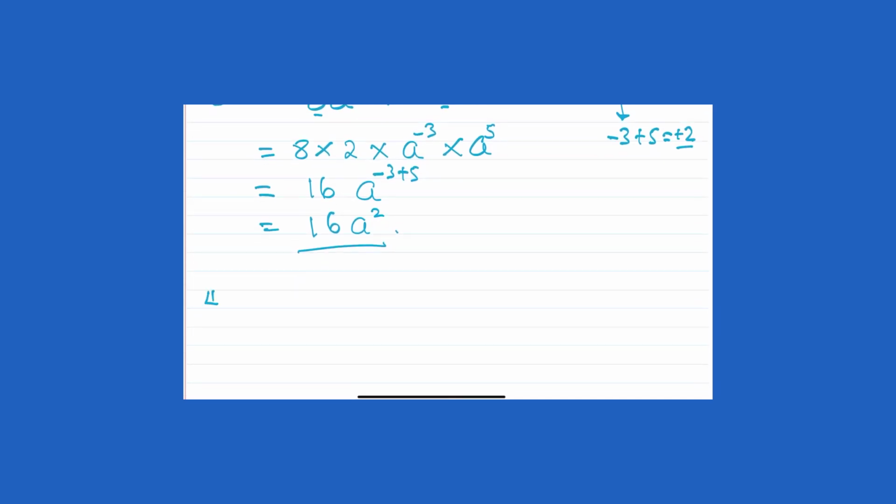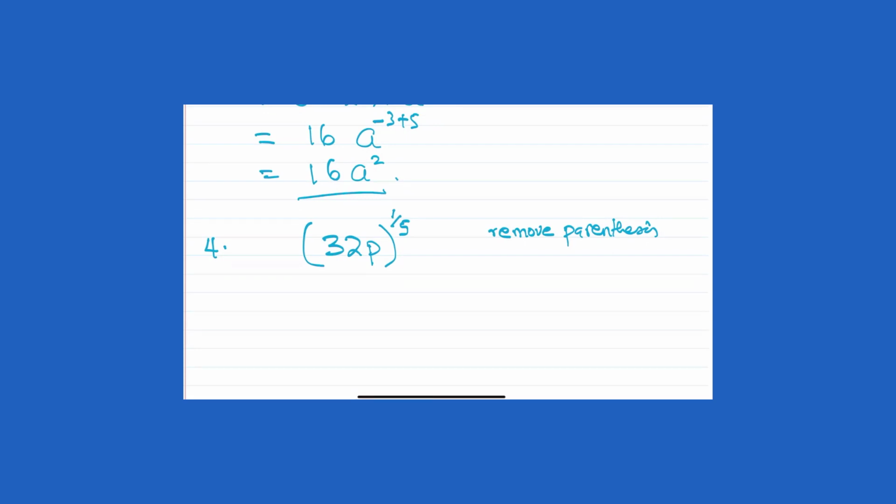And we move on to number 4, where we have 32p raised to the power of 1 over 5. How do we solve it? First, we remove the parenthesis, or the bracket. So that way the power 1 over 5 will multiply all the contents, the whole number, that is the coefficient, and the variable within that bracket. So this will become 32 to the power of 1 over 5 and p to the power of 1 over 5. So if you can do this, you have really solved half of the problem.